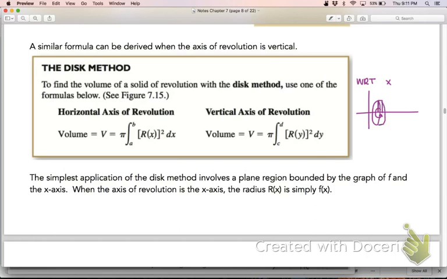Okay, now if I was doing this with respect to y, that would be a little bit different. We might be taking a rectangle here and rotating it about the y-axis here for just a second.